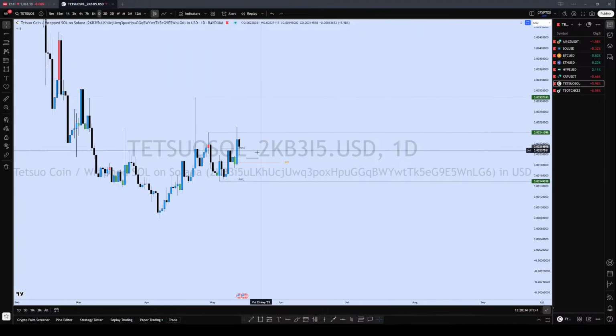Tatsuo is also doing great. We have a down candle here, pulling back, and then expect expansion. As I've said, this level is where price is going, 0.030. That's the drawn liquidity. So just sit tight and let price deliver there.